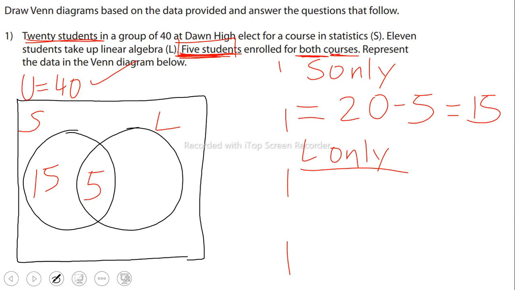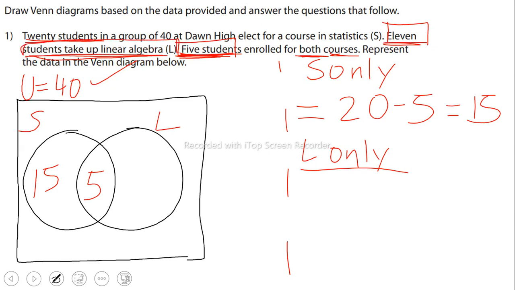So what I have is S is 15. 15 plus 5 plus 20 equals 40. I didn't see this line. They say 11 take up linear algebra. You can't forget that. 11 take up linear algebra.